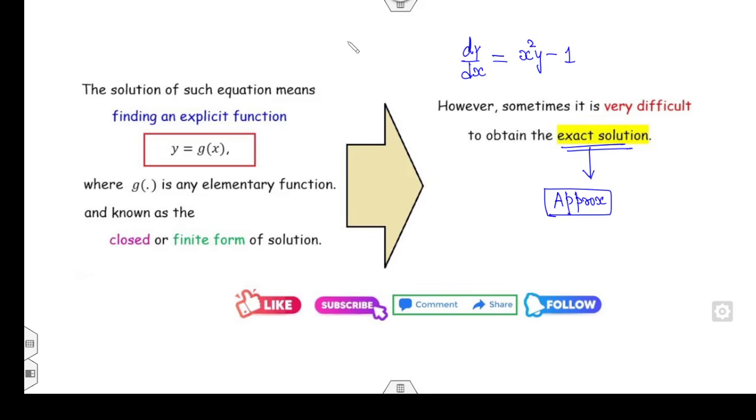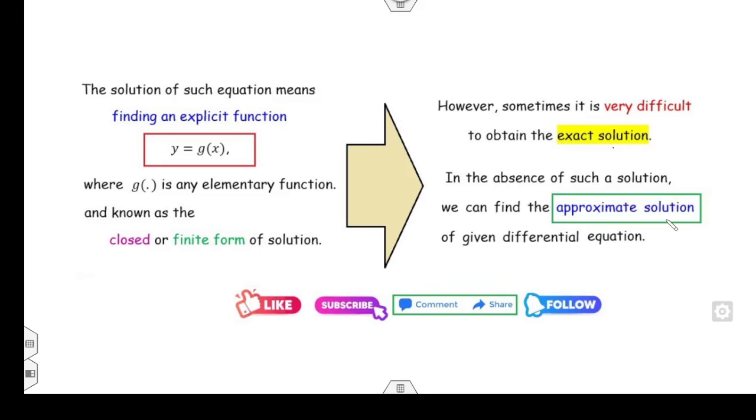If you solve this example with the help of the linear differential equation, find the integrating factor, which is e raised to the power integral of p dx, and then finally find the solution, you are unable to get the integration in exact form. So whenever you are unable to find the exact solution, we always look for the approximate solution.